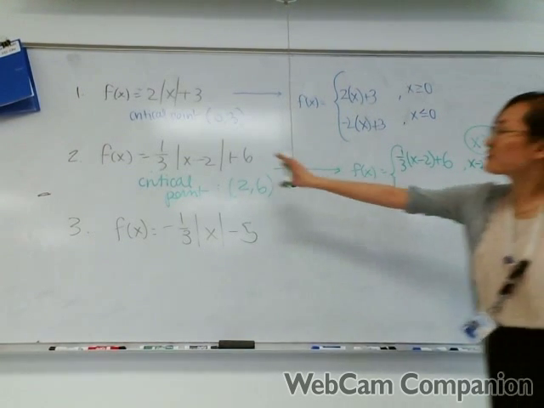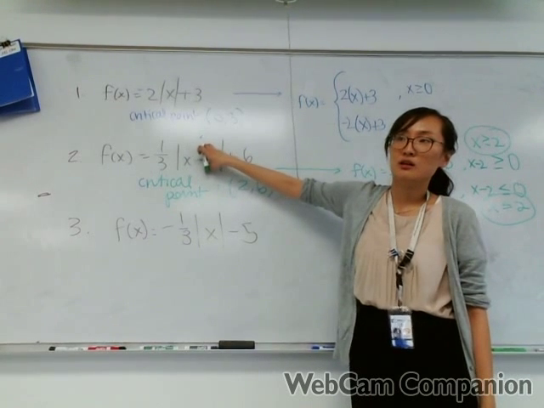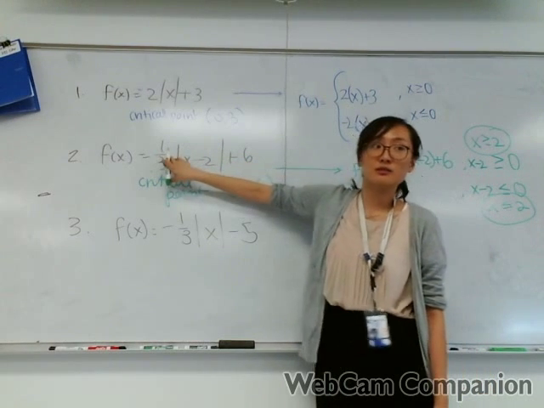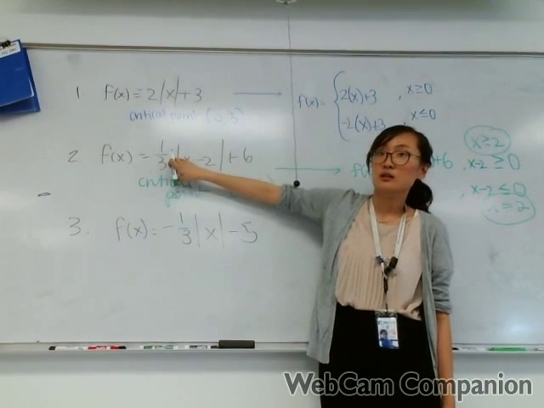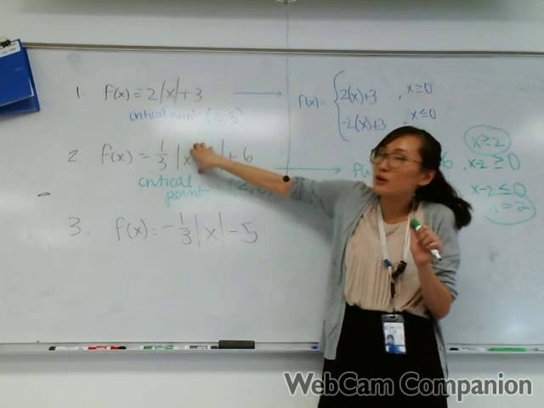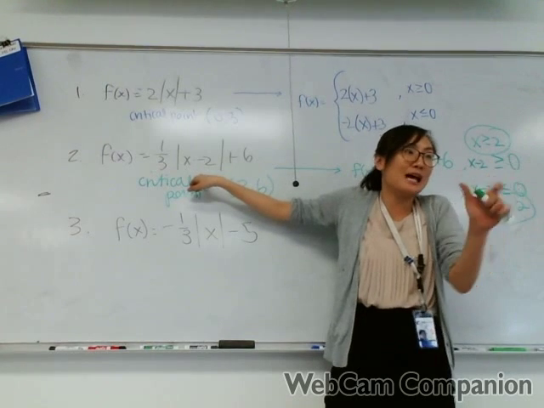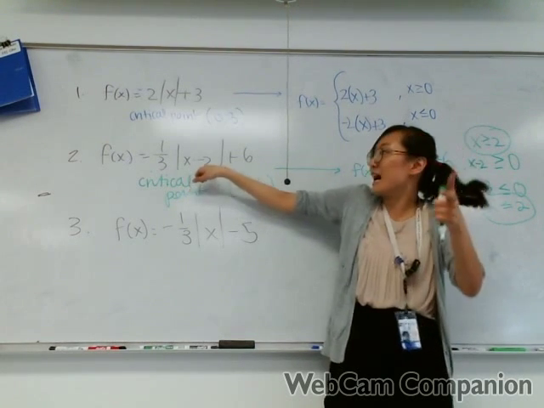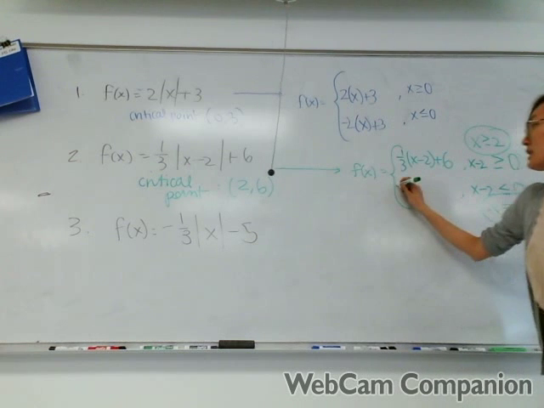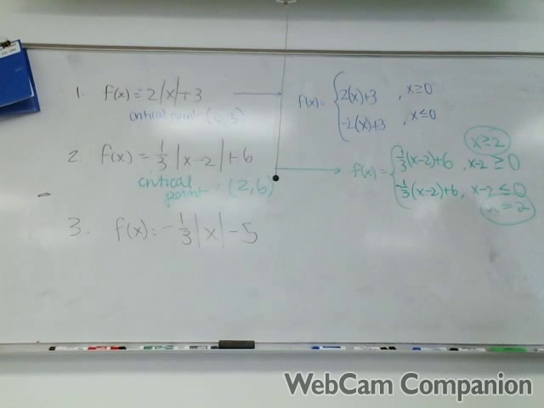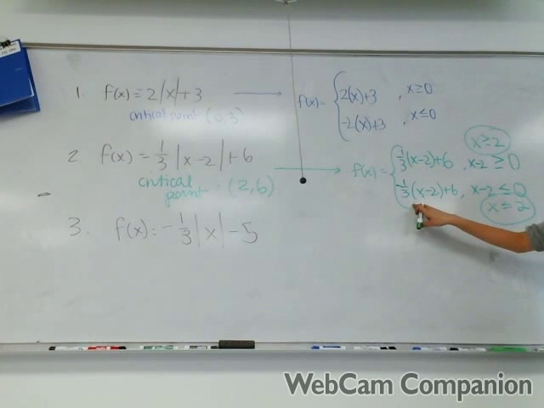But what if the thing inside was negative? So let me backtrack. The number inside, if it's negative, you're right, Hazel, it changes it into a positive, right? So what happens to the sign? It switches signs. Everything else stays in parentheses. So it turns into negative 1/3 times x minus 2 plus 6. Doesn't matter if the slope is negative.